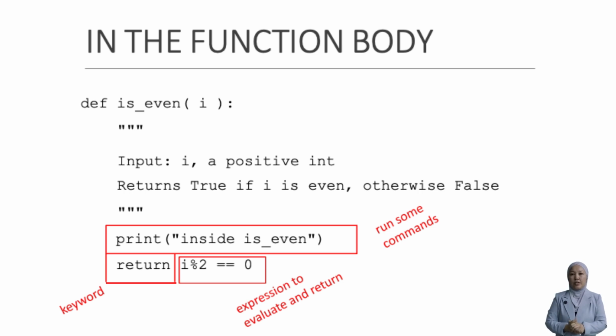To use it, you call it: result = is_even(4). This passes the value 4 to the parameter i, runs the function's body, and assigns the returned True to the variable result. The print inside the function runs first, showing inside is_even, but the value of the function call is what comes after return.